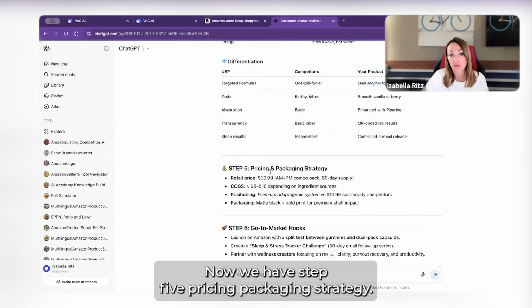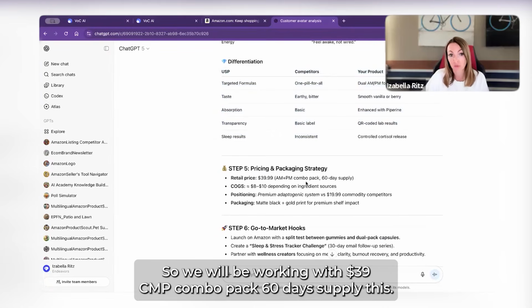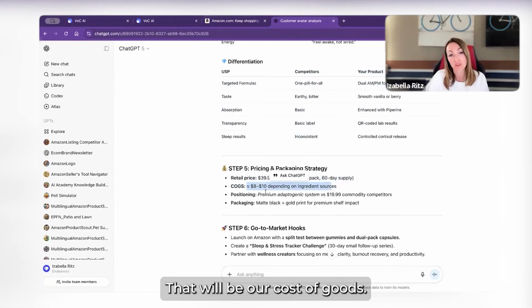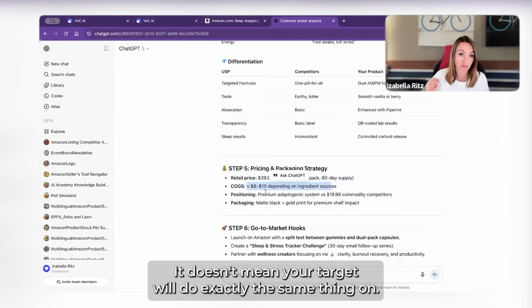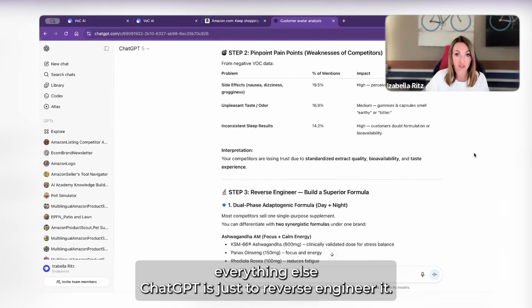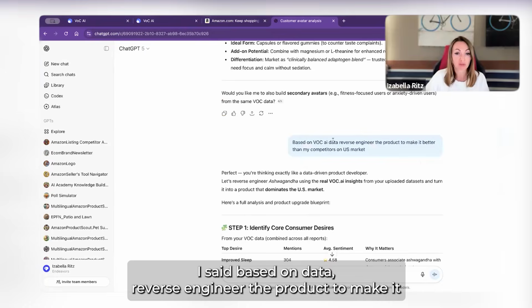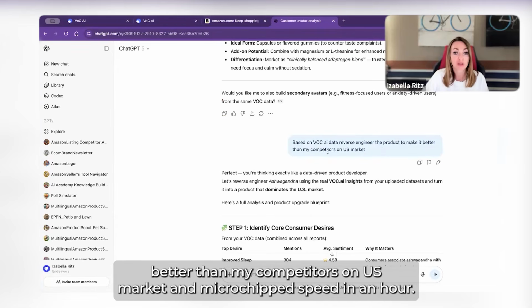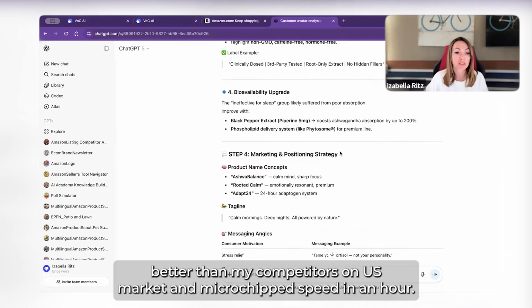Now we have step 5, pricing and packaging strategies. So we'll be working with a $39 AM PM combo pack, 60 days supply. That will be our cost of goods. Again, my ChatGPT is very well trained. It doesn't mean your ChatGPT will do exactly the same thing when you ask it to reverse engineer the product. Because remember, everything I ask ChatGPT is just to reverse engineer it. I said, based on VOC.AI data, reverse engineer the product to make it better than my competitors on the US market. And my ChatGPT is spitting it out.